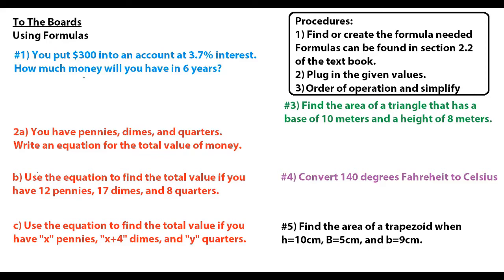We're working on formulas, and we want you to get some good practice here. So I've got 5 questions for you to work on at the board. As you do these 5 questions, make sure to go over these 3 procedures for each question. Step number 1, you're going to need to find or create the formula for this question. Be aware, formulas can be found in section 2.2 of your textbook, so if you're needing to find them, you can look there. Step number 2, you need to plug in the given values. Lastly, in step number 3, use order of operations to simplify and combine like terms if needed.